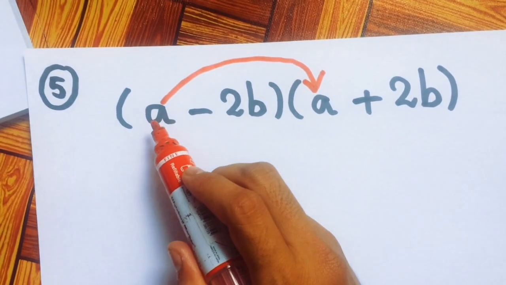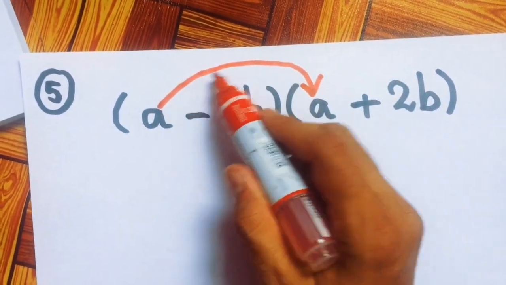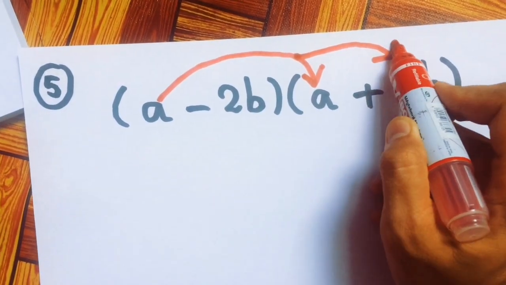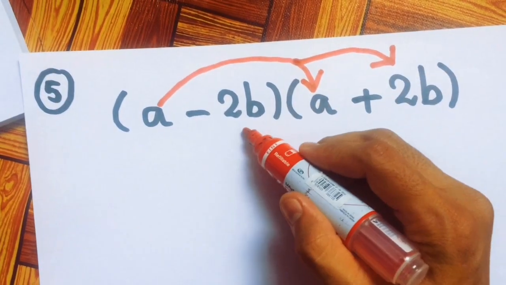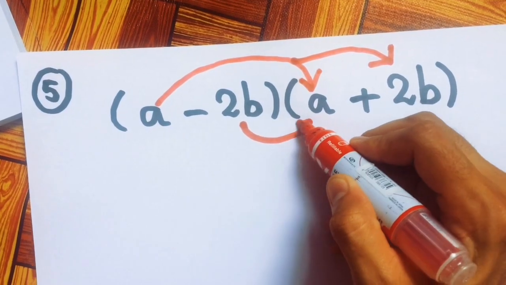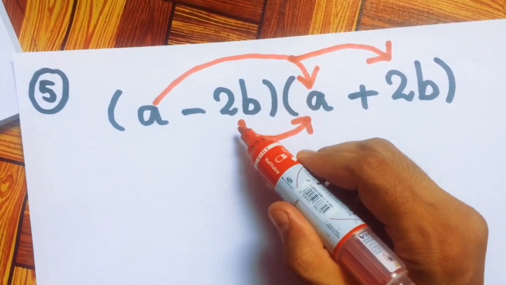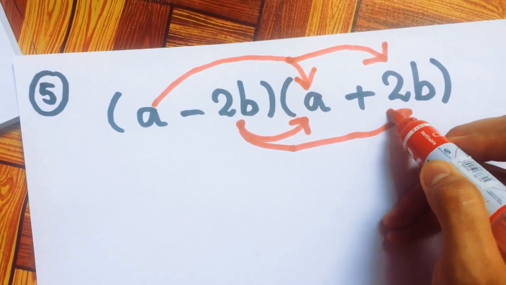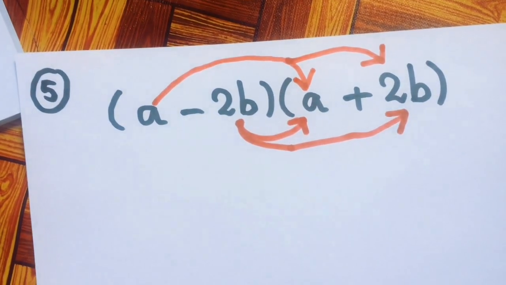The second multiplication will be from a going to this term, so I'm going to draw like this. This is my second multiplication. The third multiplication will be from here to here. And my fourth multiplication will be from here to the last term here. So we're going to do it one by one.